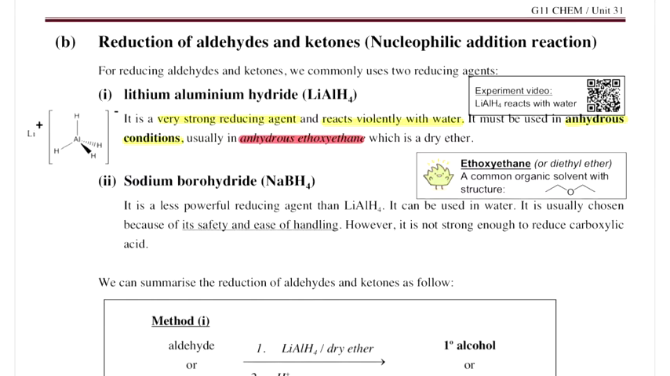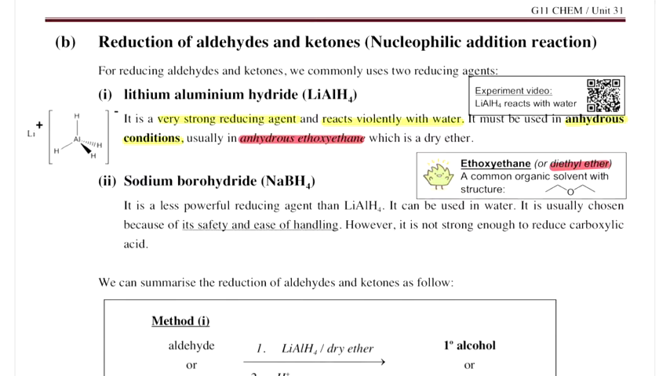So here I want to introduce a solvent called anhydrous ethoxyethane. Sometimes you may hear that people call it diethyl ether. The structure is like this. It's similar to a person that's swimming. That's a head, that's 2 arms. That's a common organic solvent, and we can make it dry, or sometimes we also call it dry ether. So that's the first type of reagent.